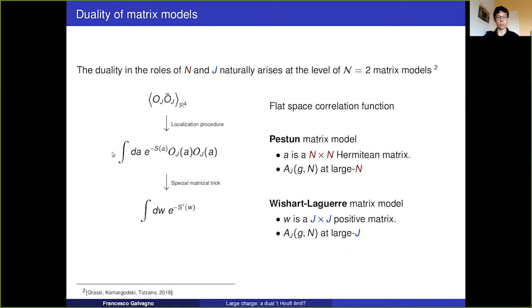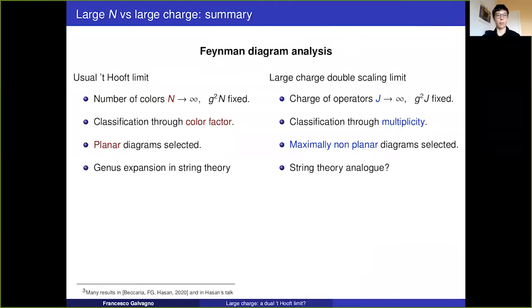But it has been formalized in a paper in 2019 that using a special matricial trick, it is possible to map this matrix model to a different matrix model of a Wishart-Laguerre type. In this case, this integration variable W is a J by J positive matrix. And in this case, it is possible to evaluate this observable and also many others at large J dimension. I stress the fact that on this matrix model, many interesting results can be obtained, and we discuss all of them in our paper. So we can make a brief summary.